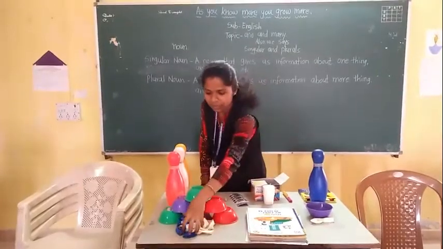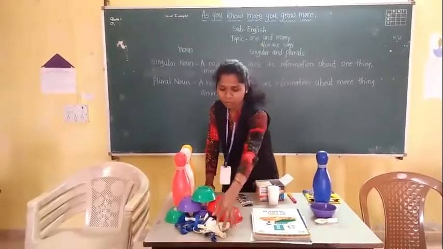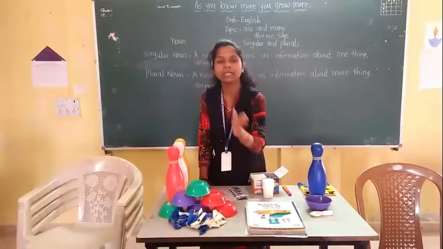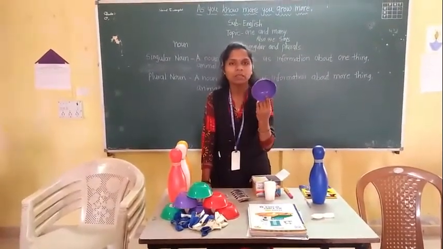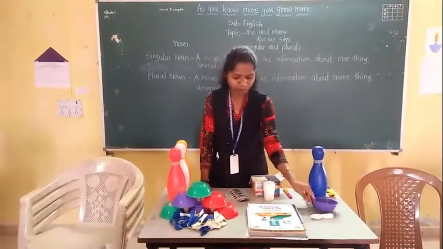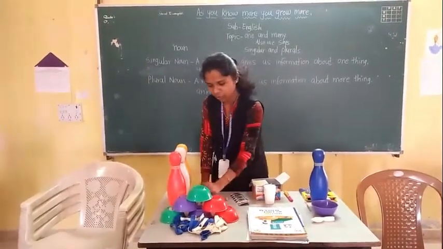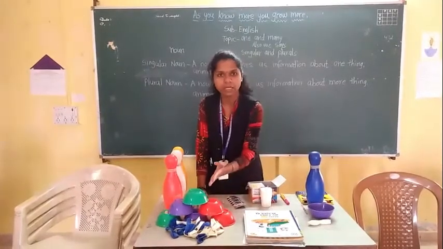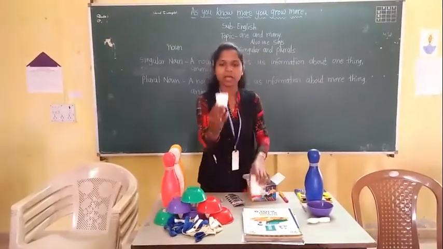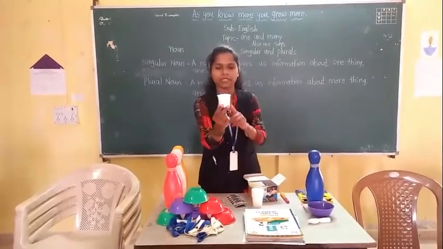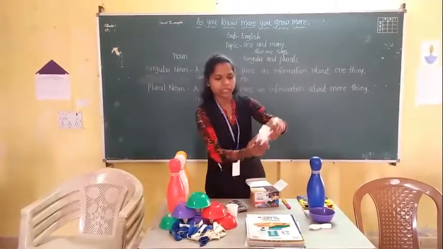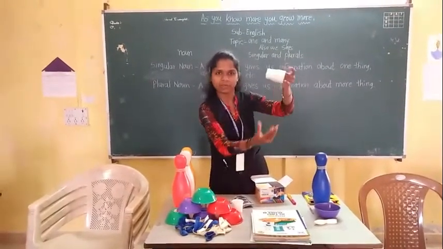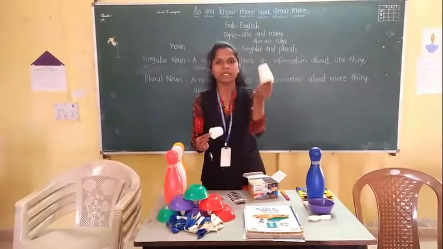Okay? But here this side there are more than one, so there are many balloons. So many balloons. Now it is one bowl. It is one bowl. But here there are 1, 2, 3, 4, 5, 6. Means more than one. So it is also many bowls. Many bowls. Okay. See, in my hand it is one cup. It is one cup. But here there are many cups. See, 1, 2, 3, 4, 5, 6, 7. More than one. So one cup, many cups.